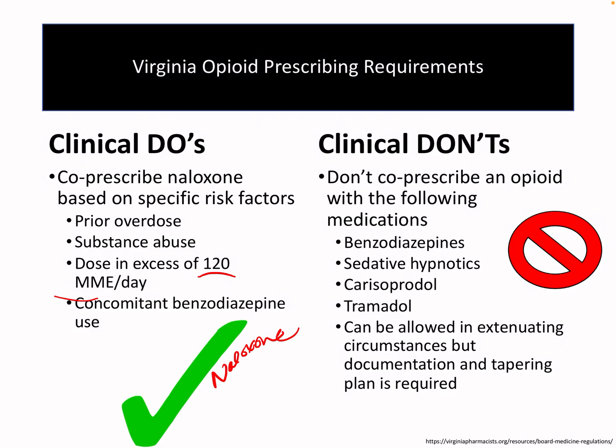It also says you shouldn't provide co-prescribed opioids with any of these medications, including carisoprodol, tramadol, and benzodiazepines. And if you do allow it, it has to be an extenuating circumstance, and you have to document a tapering regimen or a plan.